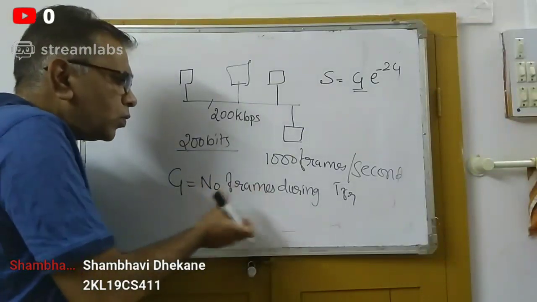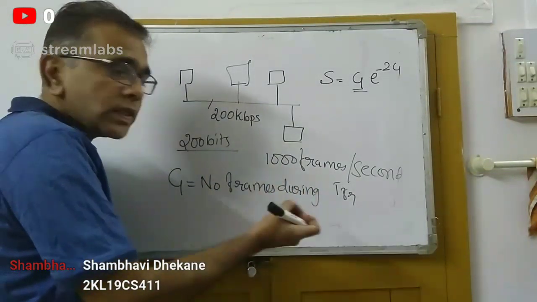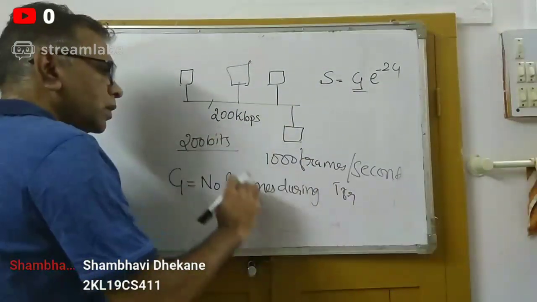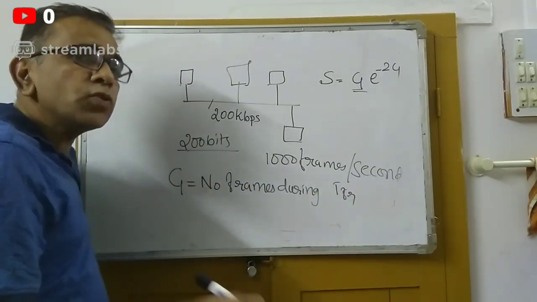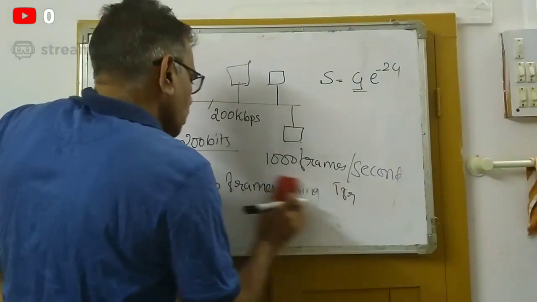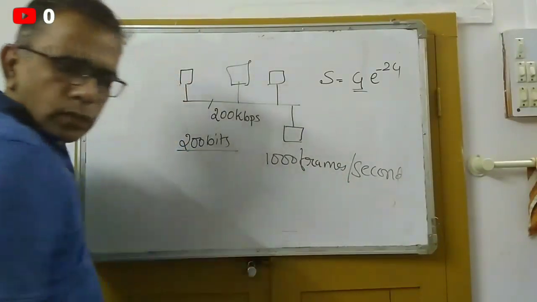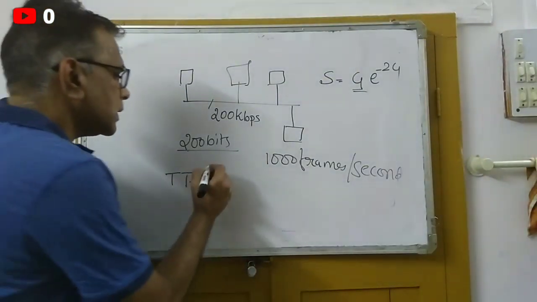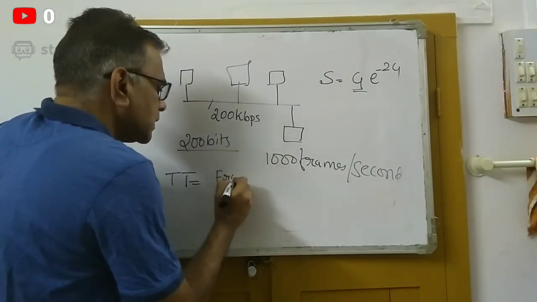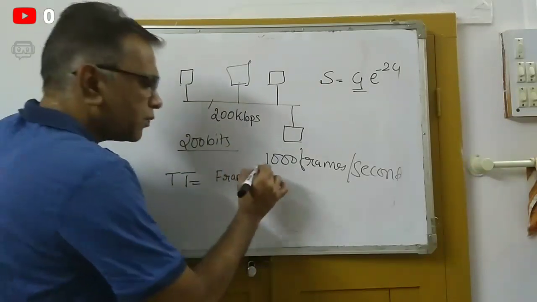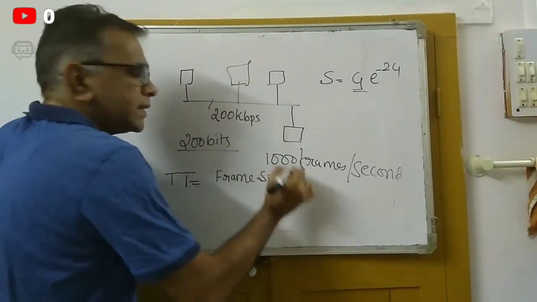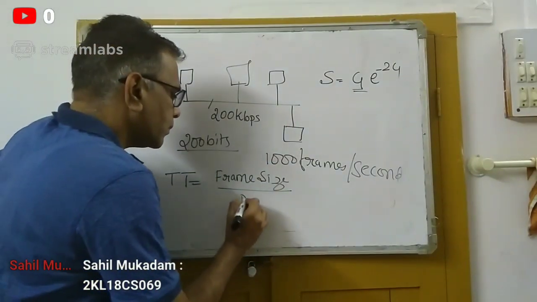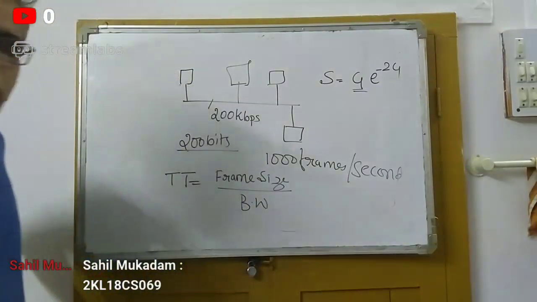Fine. So I need to know how many frames are present during 1 TFR time. To find the number of frames during one TFR time, I should know what TFR is. So first I find out the frame transmission time. As you know, transmission time TT is given by frame size, since I am talking about a frame here, or otherwise we normally call it file size, divided by bandwidth. This was the formula we have discussed.